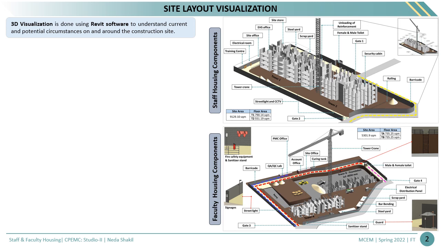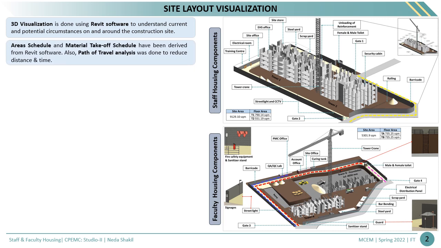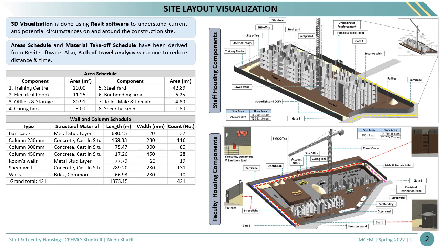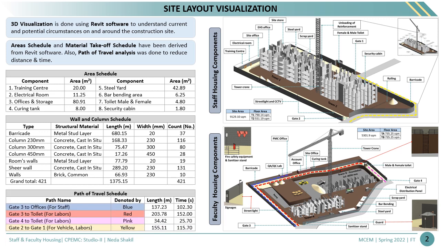and have easy communication. With the help of Revit software, we can derive area and material takeoff schedule depicted in the table, which would provide a hint regarding the quantity and cost of the material beforehand. Also, path of travel analysis was used to calculate distance and time for different paths as highlighted by the red, blue, pink, yellow dotted line. With the help of this, we can reduce distance and time by proposing relocation of toilet and office.